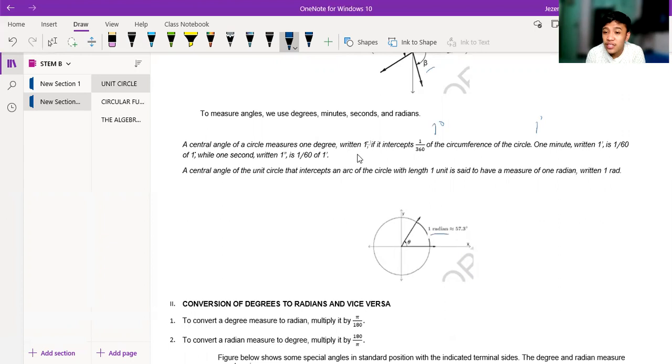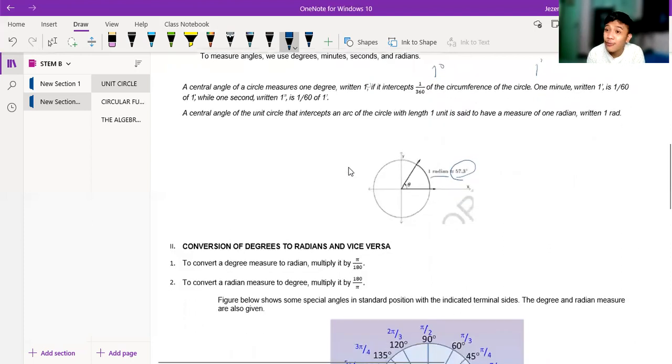And that 1 radian equals 57.3. So how does that happen? Let's look at the conversion to see how many degrees that is. How do we know that 1 radian is equal to 57.3 degrees? Okay? So, conversion of degrees to radians and vice versa.